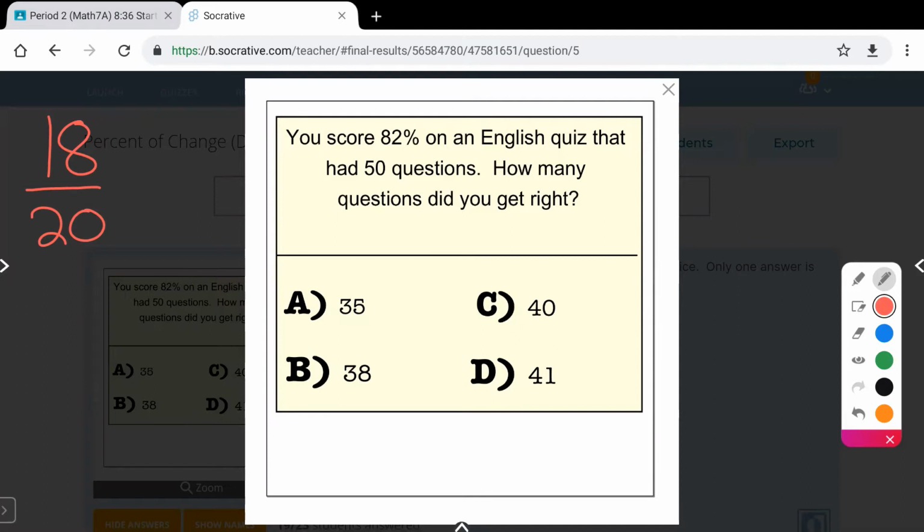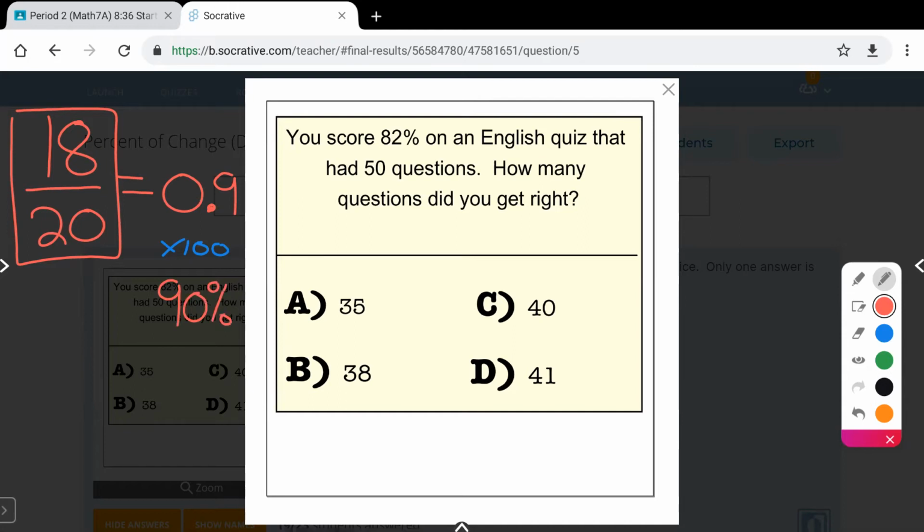Now, the fraction is the key to this, okay? Because remember what we can do with any fraction. You can make it into a decimal by taking the top number divided by the bottom. So now you get 0.9, and now we know you can make any decimal into a percent by just taking it and multiplying it by 100. So now 0.9 times 100 is going to give me my 90%. Okay, so this is the model. This is essentially what you would do each and every time if you had to find out what percent you earned on an assignment.